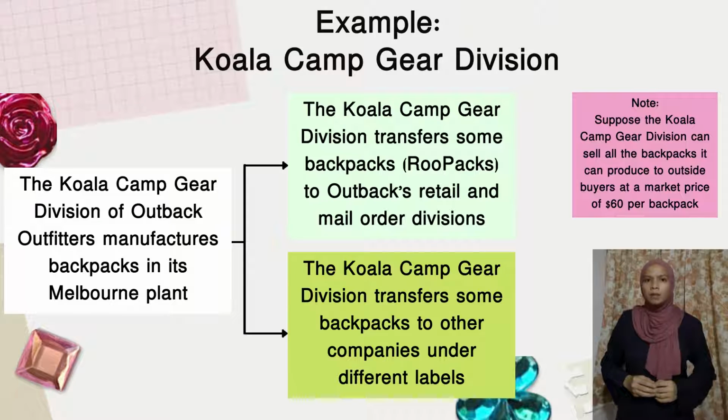First, the Koala Cam Gear Division transfers some backpacks to Outback Retail and mail order divisions. And second, the Koala Cam Gear Division transfers some backpacks to other companies under different labels. Note, suppose the Koala Cam Gear Division can sell all the backpacks it can produce to outside buyers at a market price of $60 per backpack.